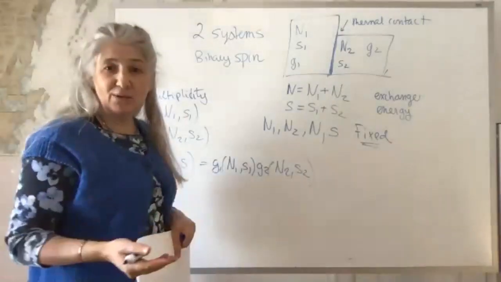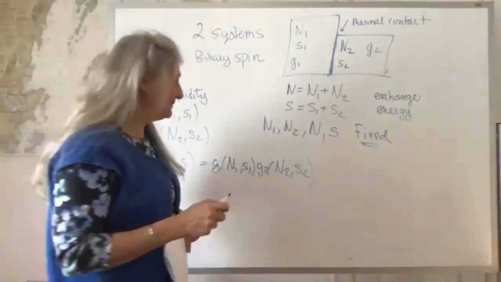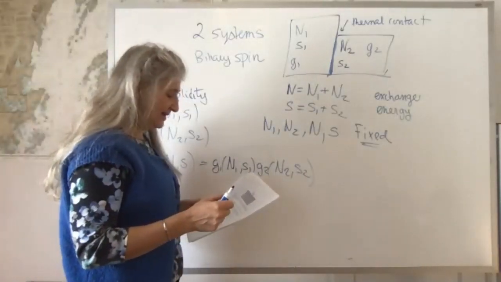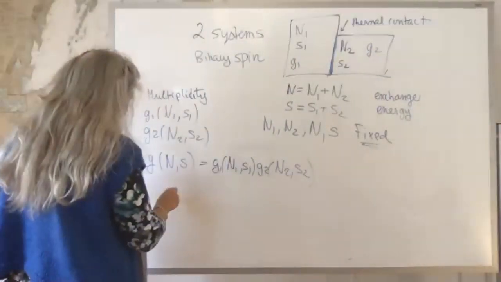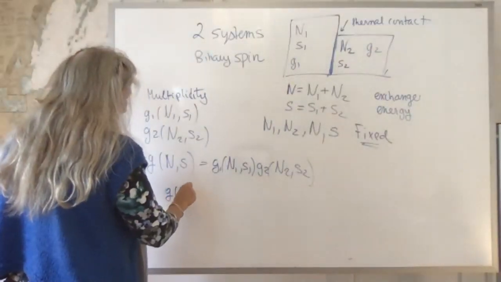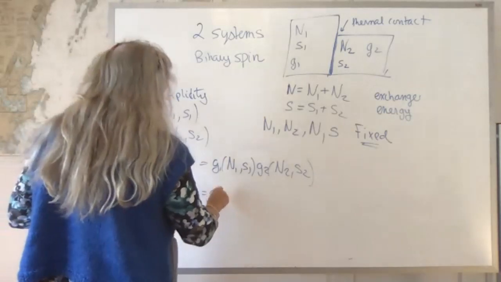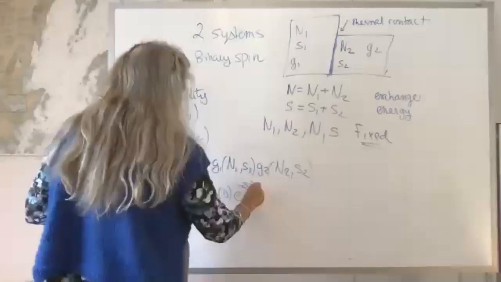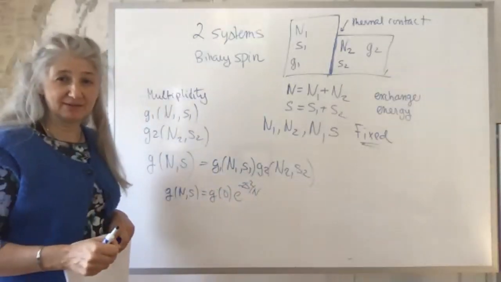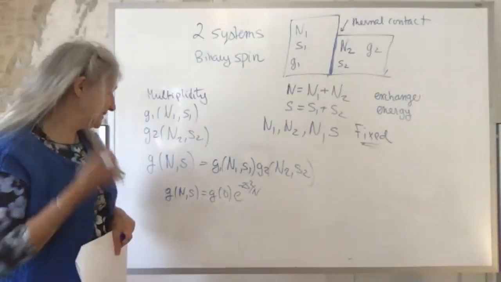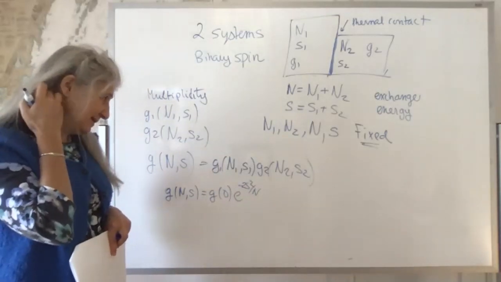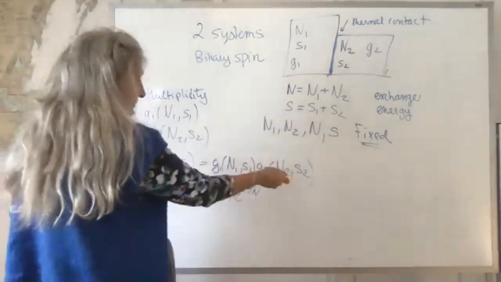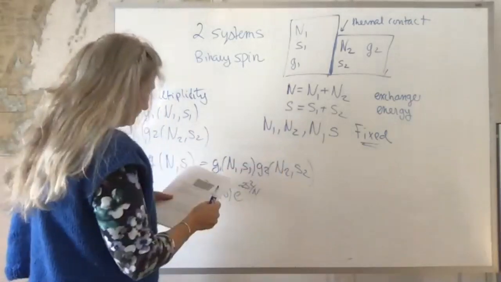Before, we showed for the binary spin system that it was convenient to write these multiplicity functions like this. If we have G of N, S, we could write it as G of 0 e to the minus 2S squared over N. We did an approximation where we showed you could make it look like a Gaussian using Stirling's approximation. So we can do that for each of these two.